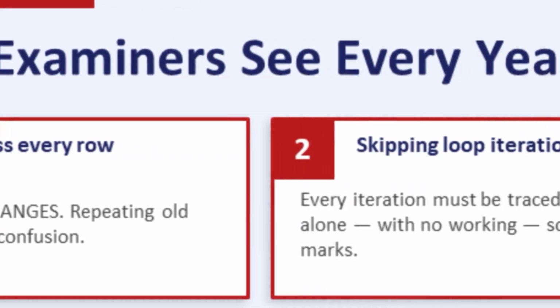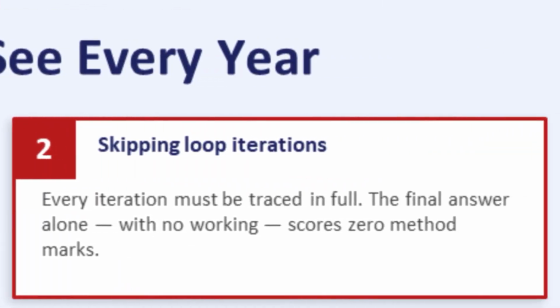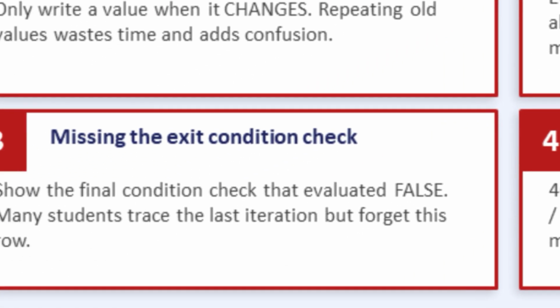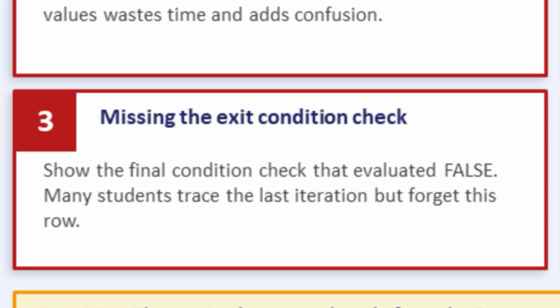Mistake number 2, skipping loop iterations. If a loop runs 5 times, you must trace all 5 iterations. Writing the final result without showing the steps will cost you every single method mark. Mistake number 3, forgetting the exit condition check. When a loop exits, you must show the final check that caused it to exit, the one that evaluated to false. Many students trace the last iteration but forget to show the failed check.